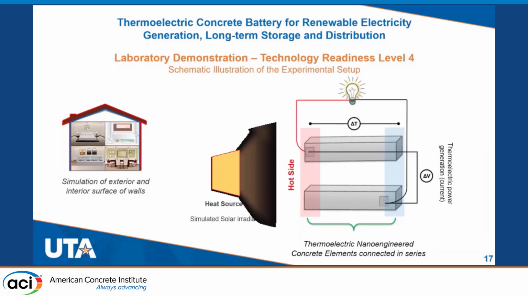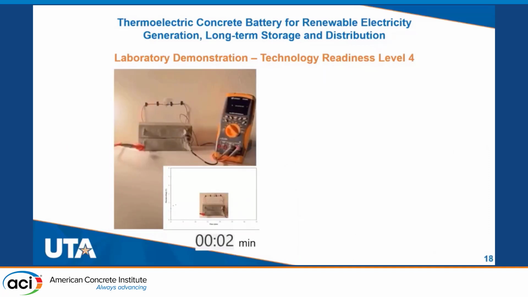We used 2 components. We applied a heat source using a halogen lamp. We measured the change in temperature and the voltage. And we also connected the 2 concrete components with an LED lamp to see if we can light it up. Next, I will show you the video of this demonstration. Here we see the 2 components, and there is a halogen lamp over here giving thermal energy. The 2 components are connected with an LED lamp and also with a voltmeter.